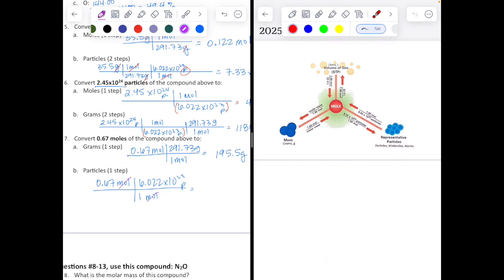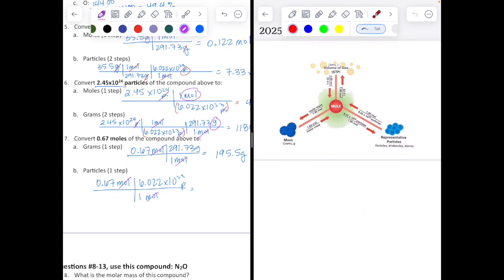Moles cancels. If we go back up to A, moles cancels. You have to have one on the top and one on the bottom for the unit to cancel. If I look up at B, my two-step problem, particles cancels there, moles cancels there, and I'm left with grams. If I look at 6A, particles cancels, and you end up with moles.